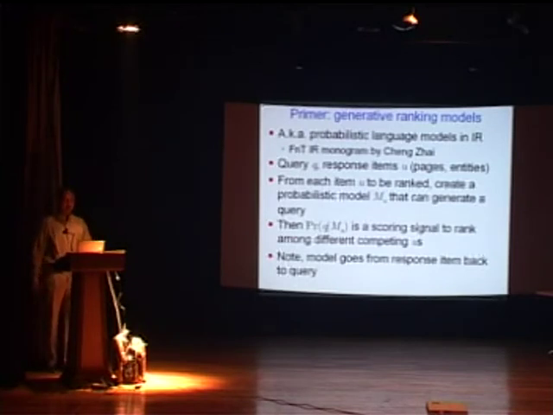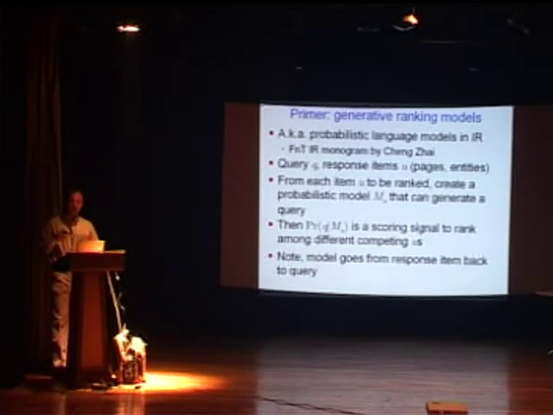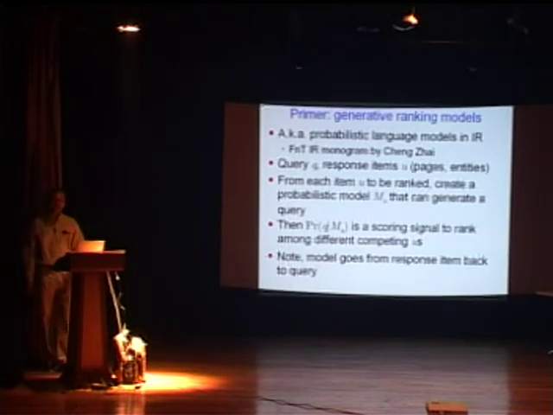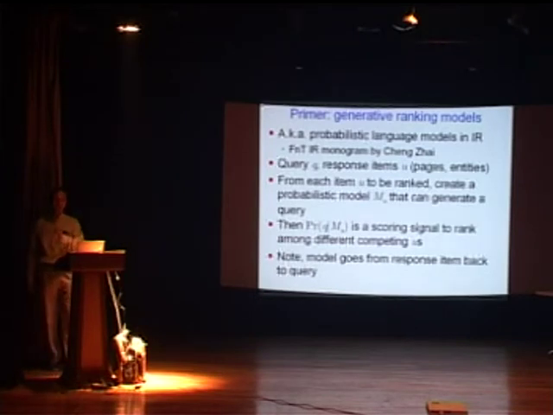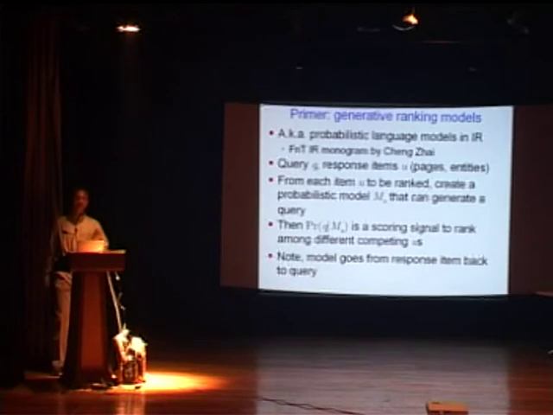So suppose I have a query and a bunch of response items I'd like to rank. This may be pages in case of standard IR, or it could be entities in the current situation. So for every item U that you want to score or rank, you create some sort of probabilistic model MU that generates the query backwards. This is the opposite way of thinking about it. And then the probability of generating the query given MU is a scoring signal to rank among different competing U's. Now note that the model goes from the response item back to the query. The search engine itself has to reverse the process through Bayes rule or things like that.